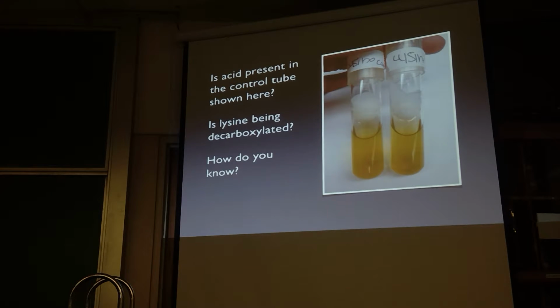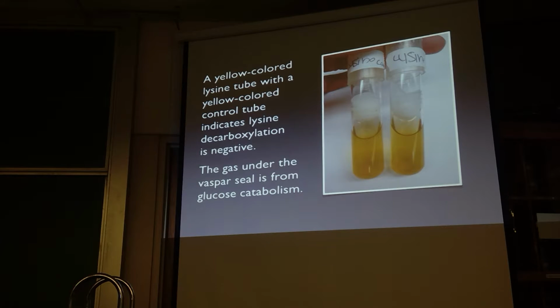Now, if your tubes look like this, is acid present in the control? Yes, because it went from being purple to being yellow. Is lysine being decarboxylated? No, because there is no amine in the lysine tube. It's yellow. The only thing that happened in there is glucose got fermented. Both tubes have glucose. Glucose got fermented, we got acid. There's no amine in there. There's no alkaline end product. So that's a negative lysine decarboxylation. Yellow control, yellow lysine means they cannot decarboxylate lysine.